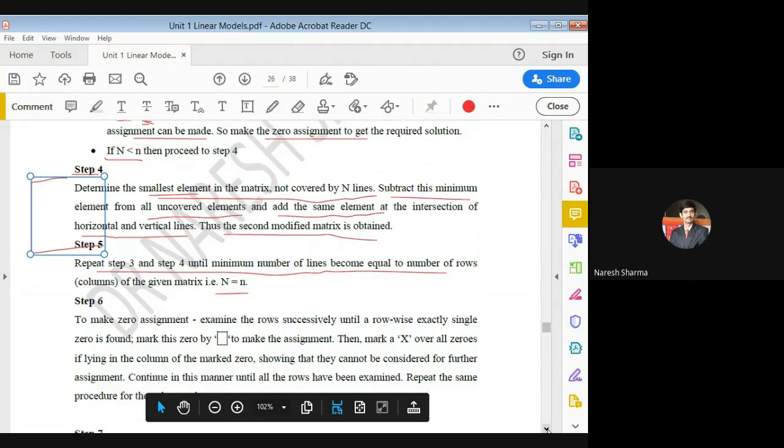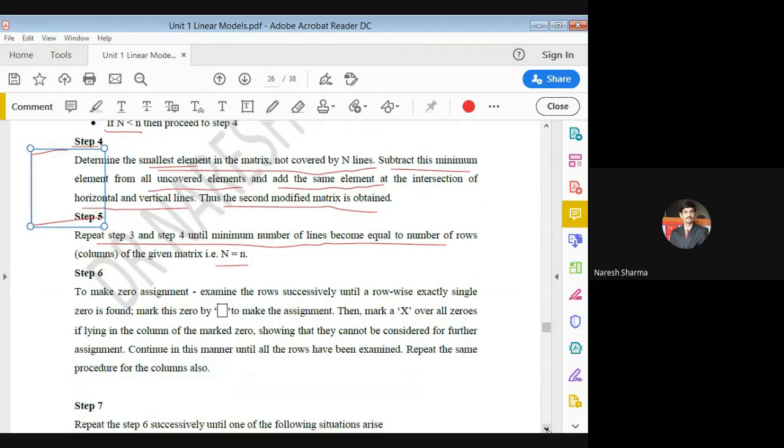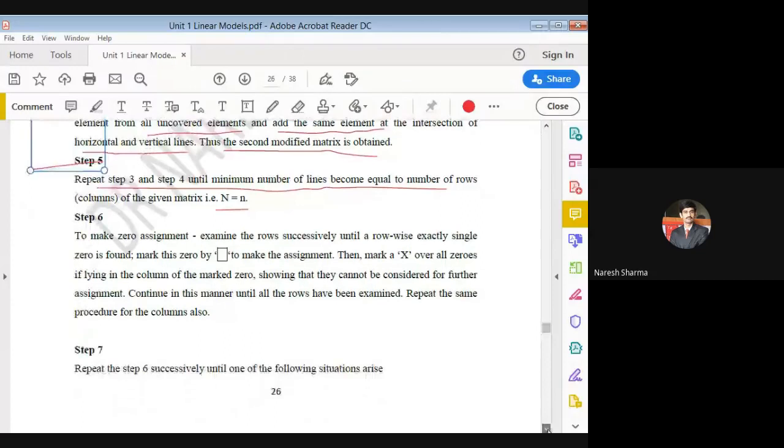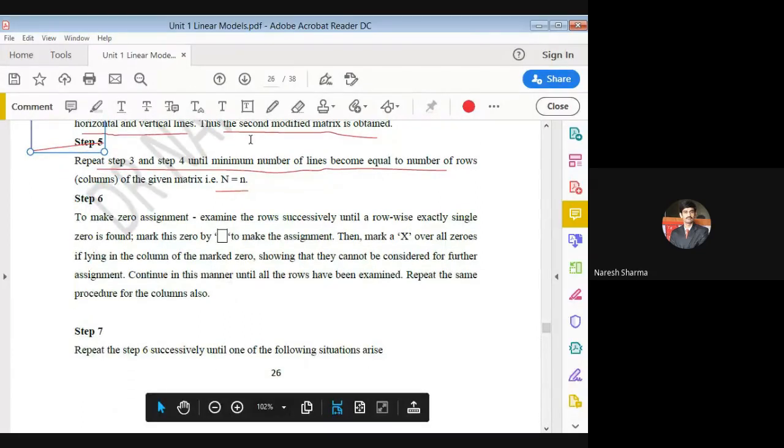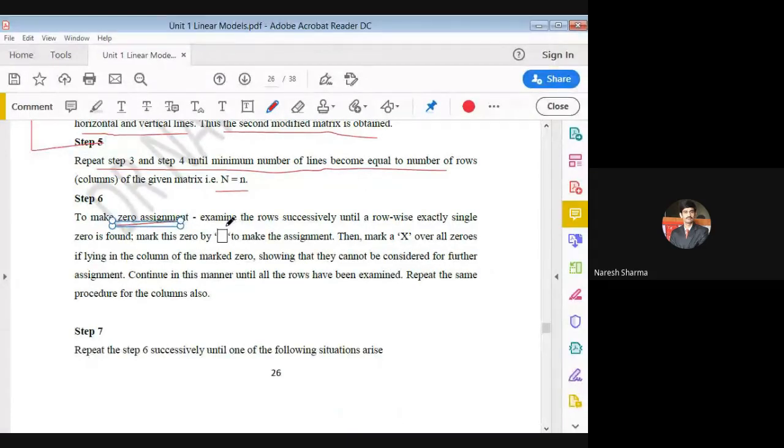So in the coming example, we may go for this discussion about step 4. So here, to make the zero assignment, how can we make zero assignments? Examine the rows successively until exactly a single zero is found. You check the first row if there is a single zero or not. If single zero, you can mark a box on that. If we have two zeros in the first row, go for the second. If again we have two or three zeros, then again go for the third.